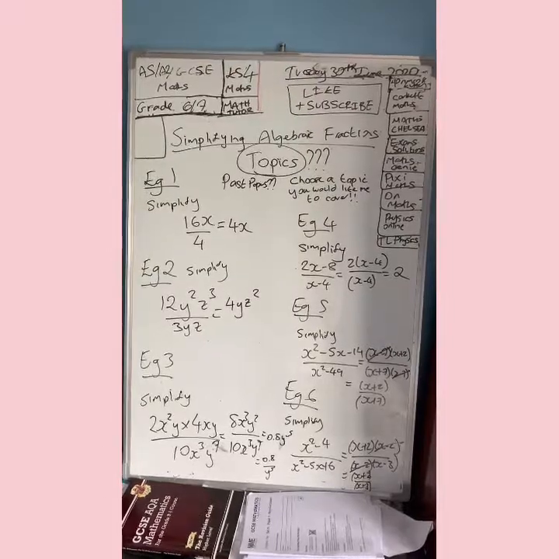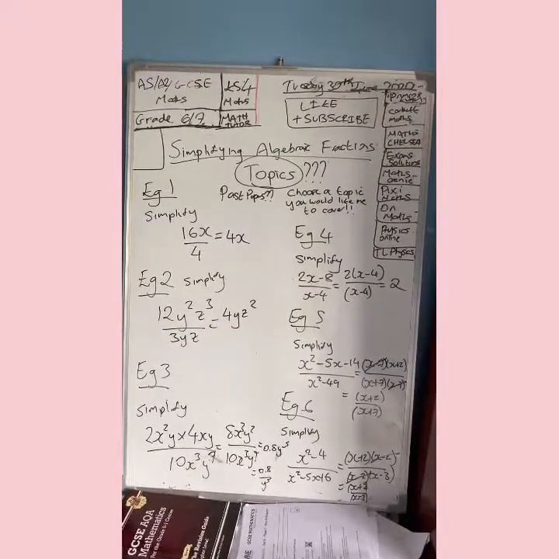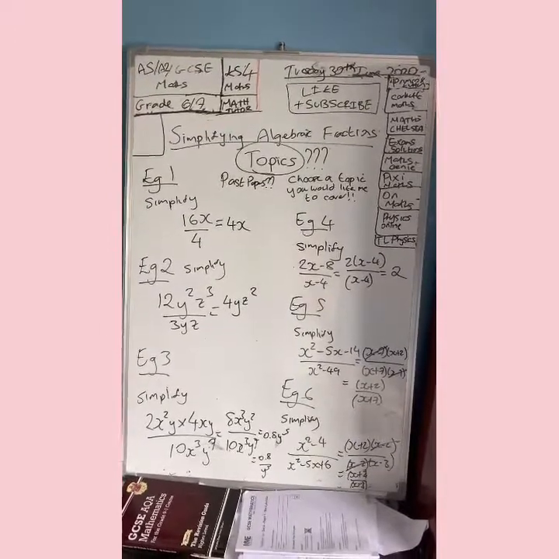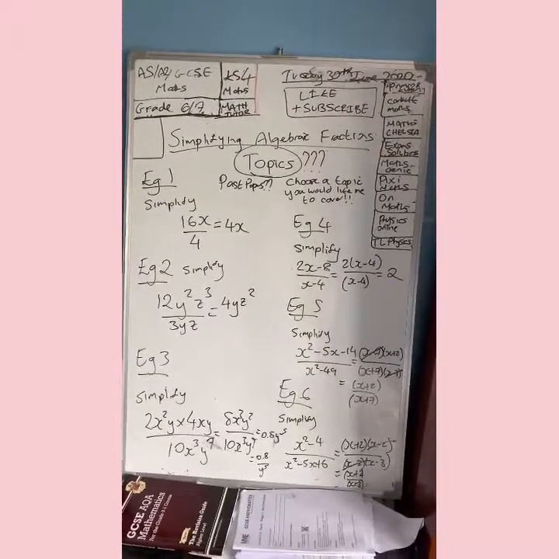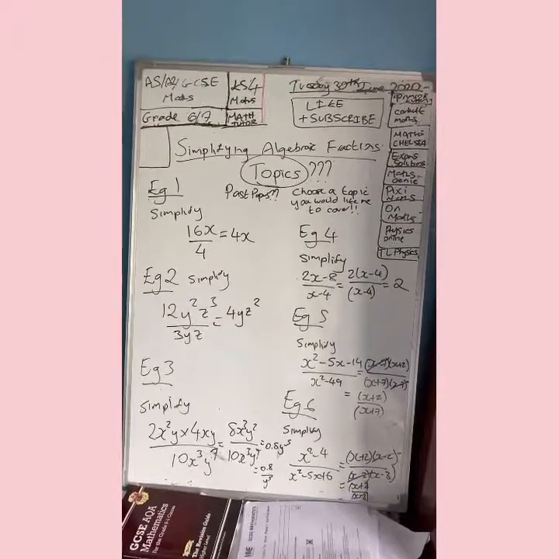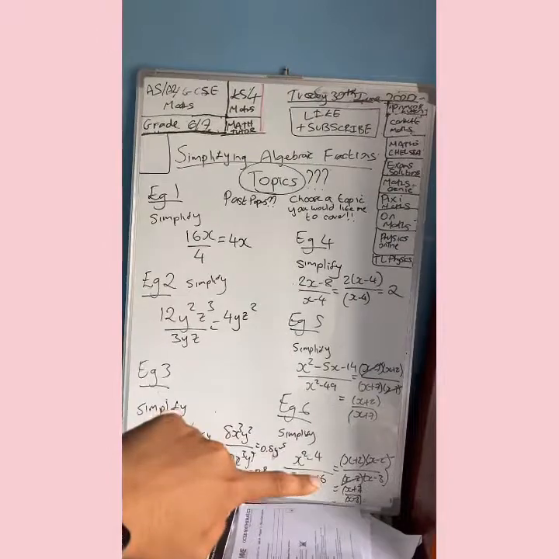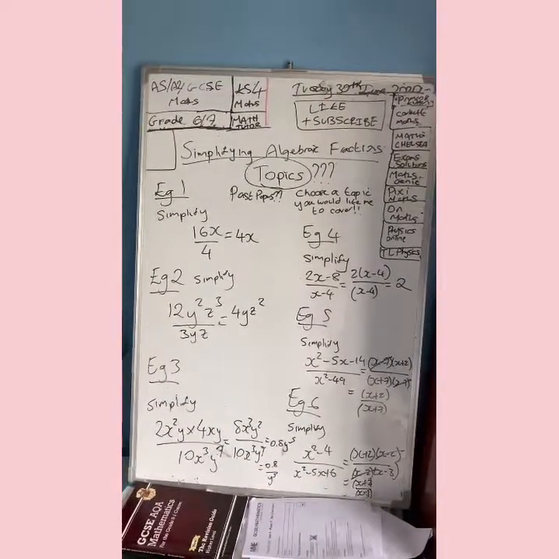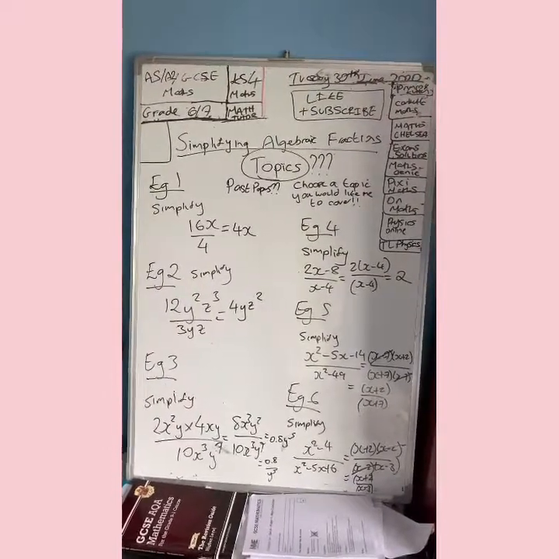Right, guys, example 6. Simplify x squared minus 4 divided by x squared minus 5x plus 6. The numerator is a difference of two squares, so x plus 2 times x minus 2. And the denominator is x minus 2 times x minus 3. I'm going to cancel the x minus 2s, so I get x plus 2 over x minus 3, which cannot be simplified any further. So that is how I do that, guys.